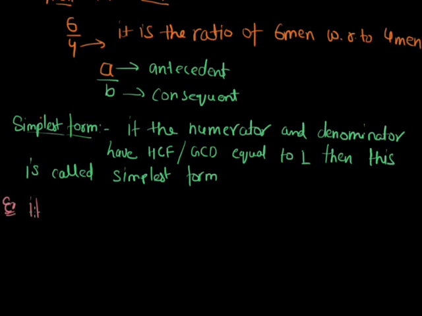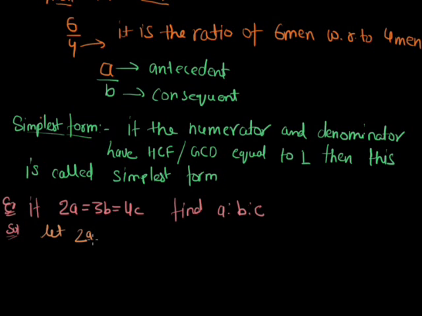If 2a is equal to 3b is equal to 4c, then find a is to b is to c. You have to find a is to b is to c, where 2a is equal to 3b is equal to 4c. Okay, so let's solve this. Let 2a is equal to 3b is equal to 4c is equal to k. Here k is any constant.